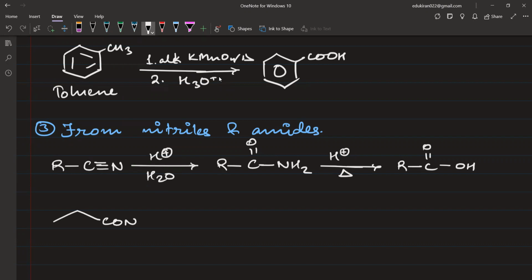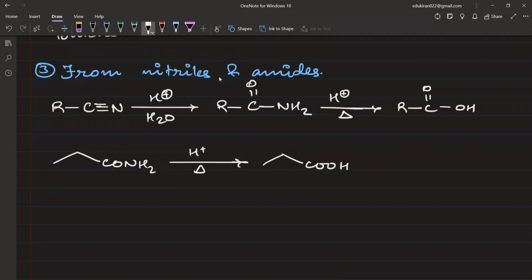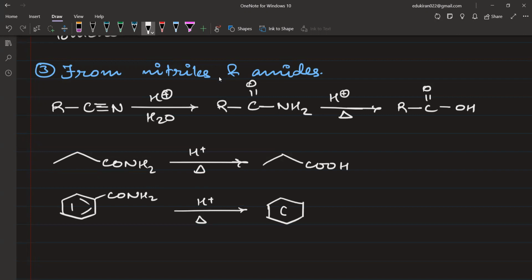If you have amide, CONH2, then you will do H plus in the presence of heat and you will get COOH. This can also be used to prepare benzoic acid. If you have a benzene ring attached with CONH2, you just need to do acidic hydrolysis and heat it. You will get benzoic acid.